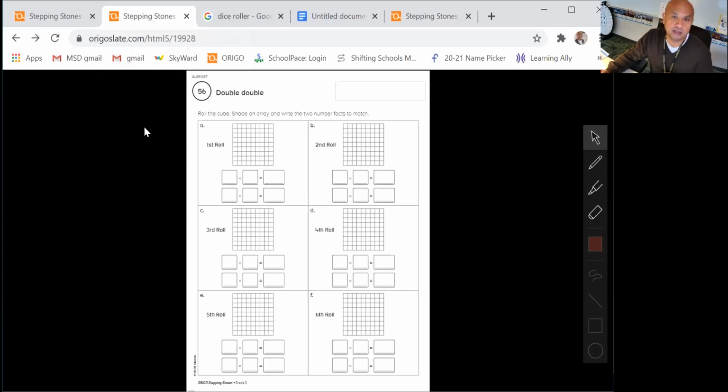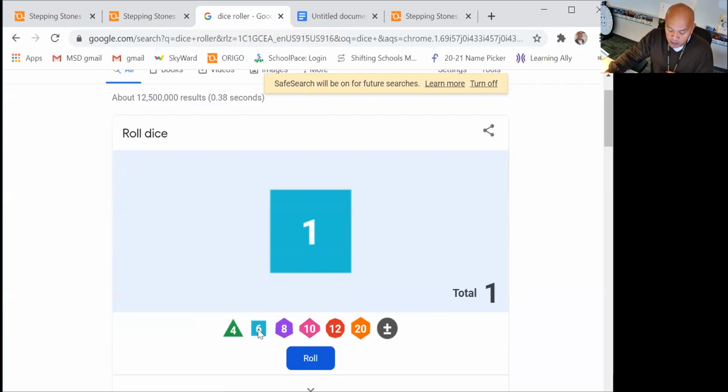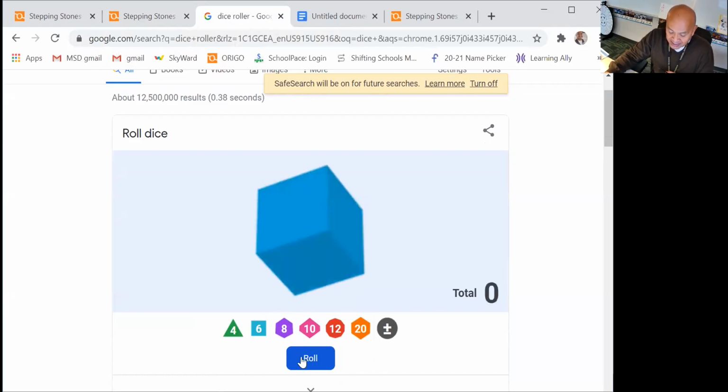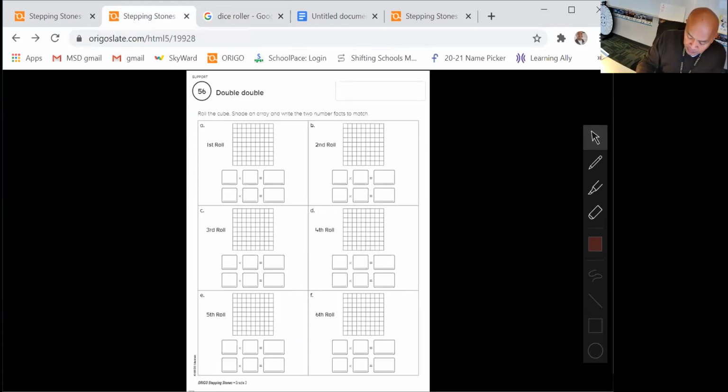You will need some dice, so you can either get a real dice or you can use the dice roller app on Google. Just type in dice roller and this comes up here, and I want to have a six-sided die. Dice is plural. You only want one. So I'm going to roll that, and I get two. So I'm going to go back to this page here. Let me get my pencil going. So I'm going to put a 2 there, and when I double 2, what do I get? I get 4.